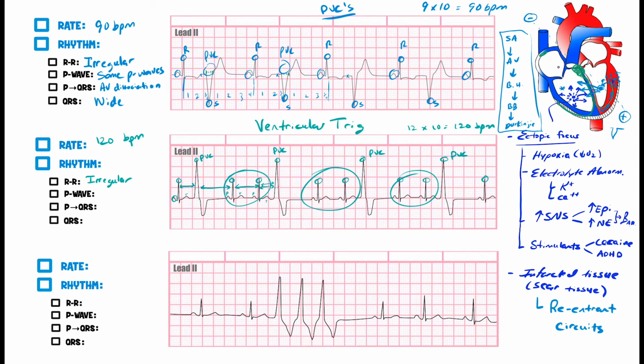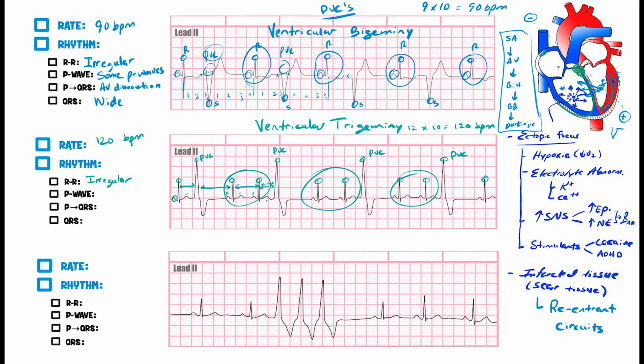trigeminy. Well, let's go up for a second to that one that we just did before. Let's look at this one. We have a PVC, and it's occurring in between each normal PQRS complex. We call that ventricular bigeminy. It's the same concept as before.